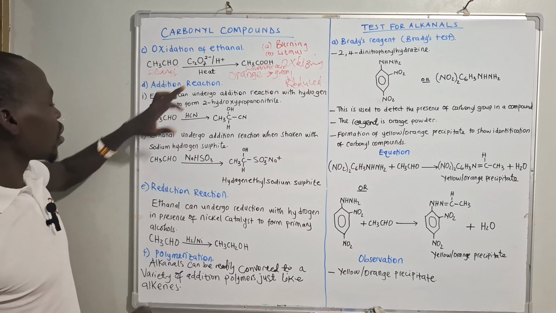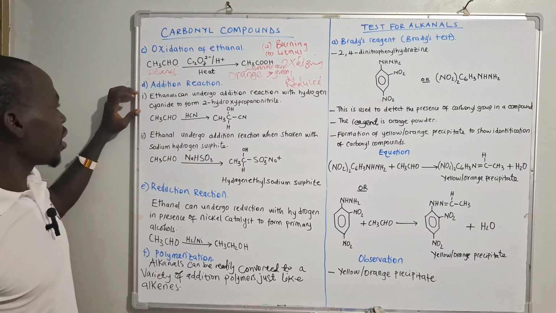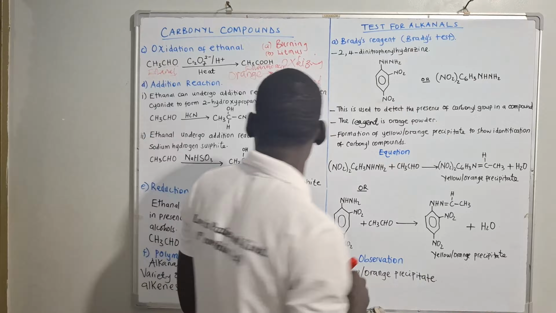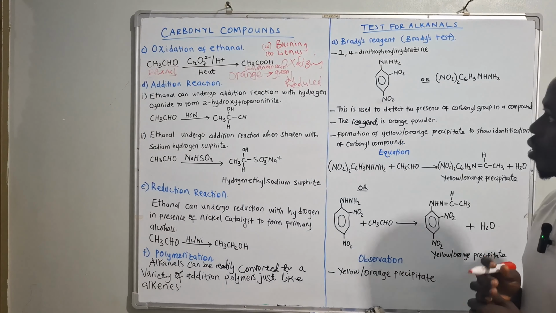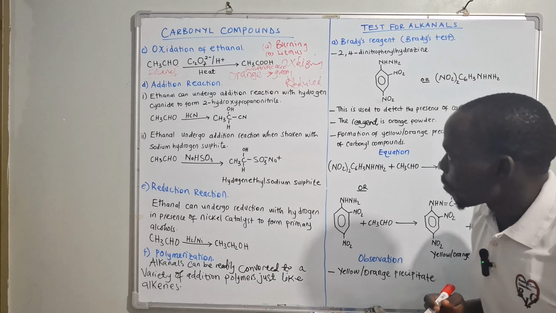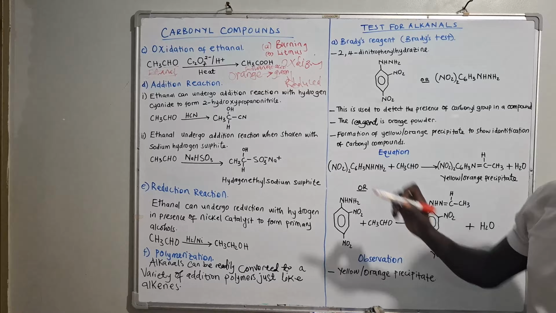Now let's go to addition reactions. In addition reactions, we are saying ethanal can undergo addition reaction with hydrogen cyanide to form 2-hydroxypropanenitrile.